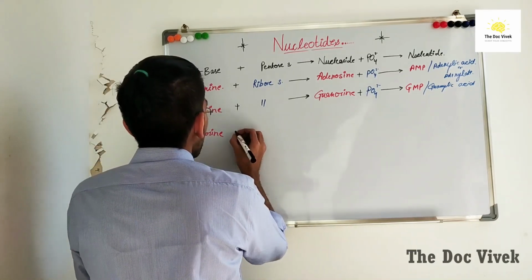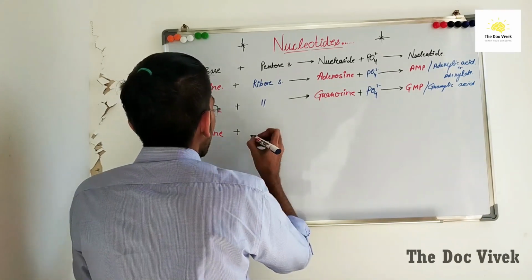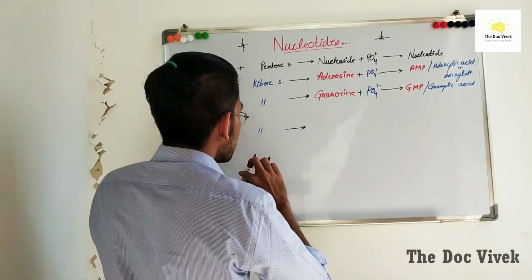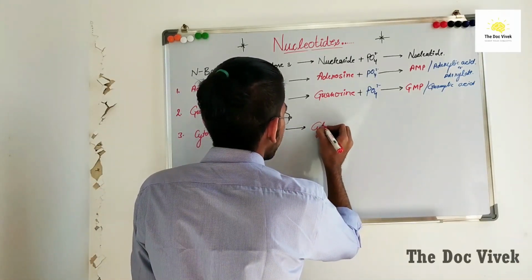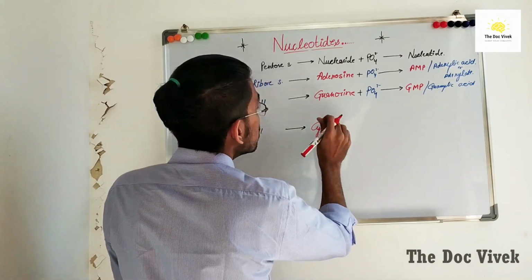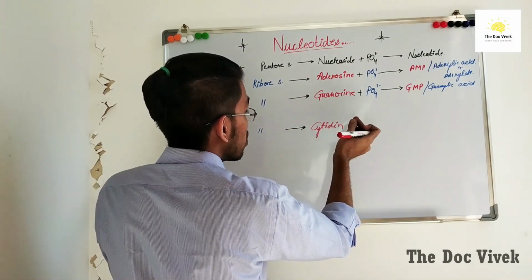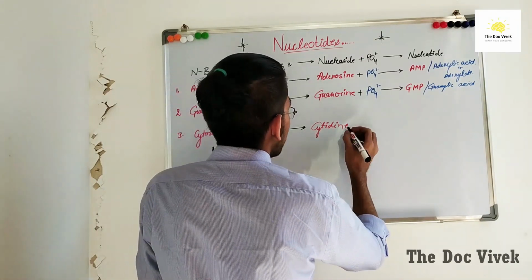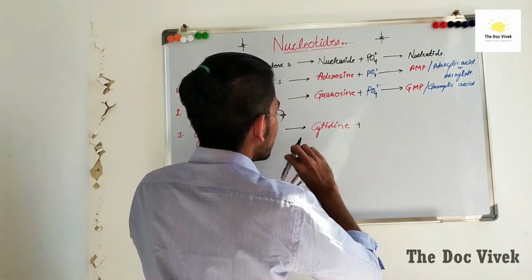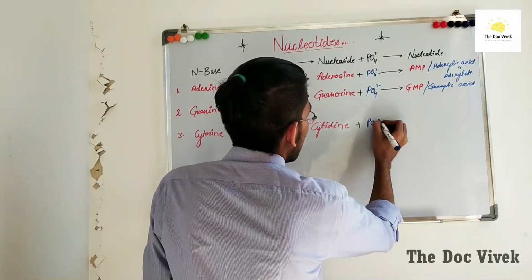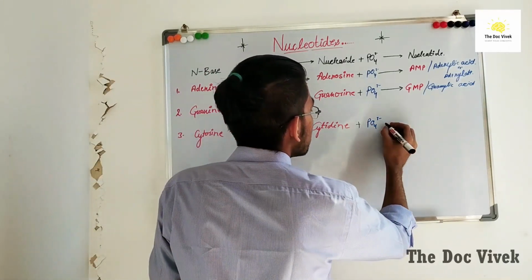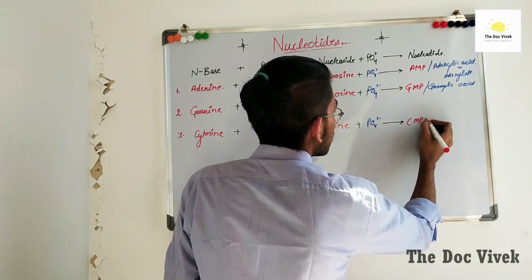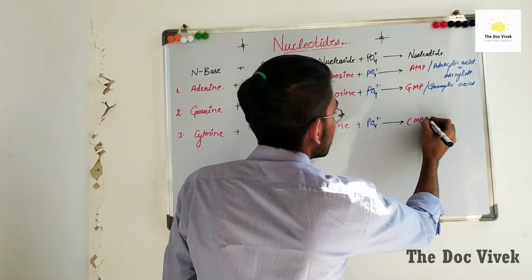Okay, the third one is cytosine, and if we added a ribose sugar on cytosine, it results in the formation of cytidine. Cytidine, not guanosine, so not cytonosine or something else, but it is cytidine. And then phosphorylation of cytidine takes place, and after phosphorylation, the nucleotide which is formed is cytidine monophosphate or cytidylic acid.